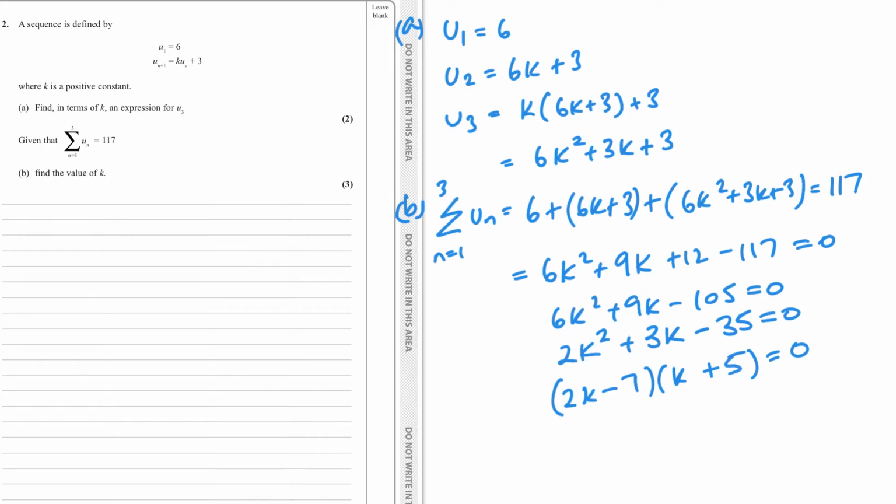There we are. So 2k squared plus 3k minus 35, if I factorize that, 2k squared, 10 minus 7 is the 3, and minus 35. So now I can say that k equals 7 over 2 or negative 5. Question up here says that k is positive, so therefore k equals 7 over 2 is my final answer.